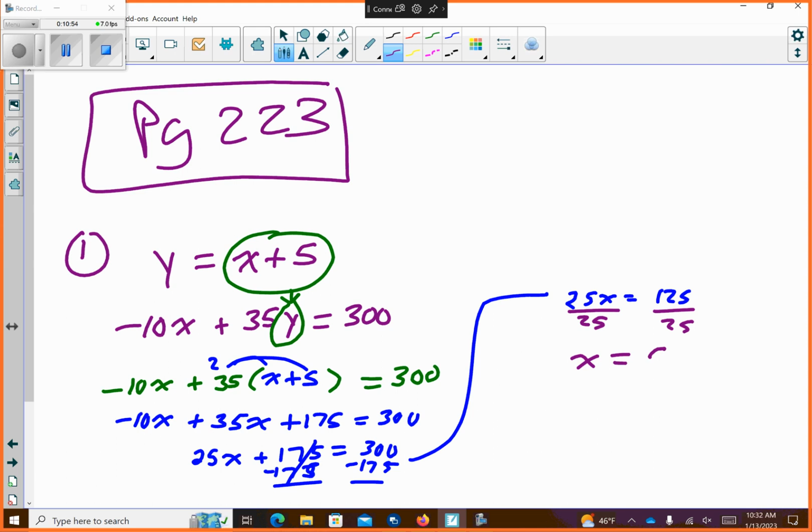X equals 5. Is the problem done when we get to that point? No. No. No. You gotta get y. Got to get the y. So I'm going to take this 5, and I'm going to replace it for x. So I'm going to do it on the top one or the bottom one. They're the same answer regardless. Which one looks simpler? Top, yeah. Done.